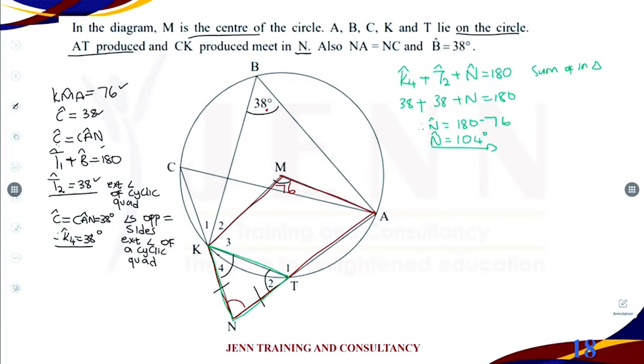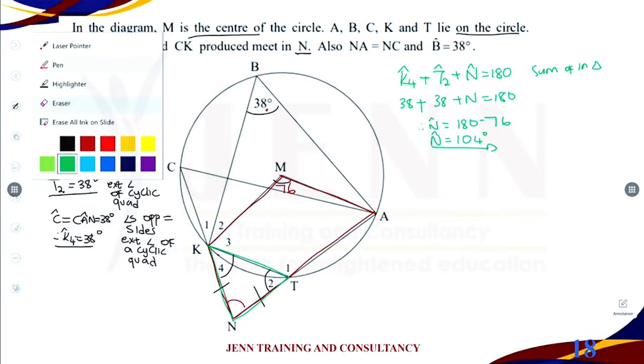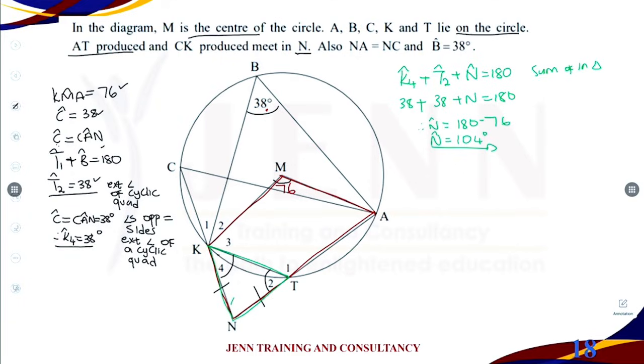So now we know the size of angle N is 104. And then what you do is add angle KMA plus angle N and see if the sum of the two gives you 180 or not. So KMA we said is 76, plus the size of angle N, which is 104. 76 plus 104 is equal to 180 degrees.